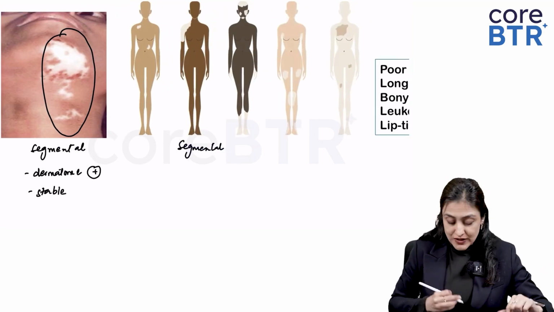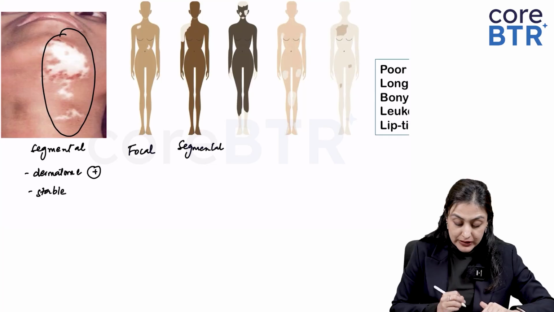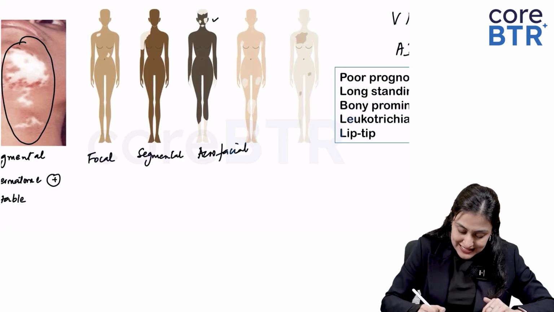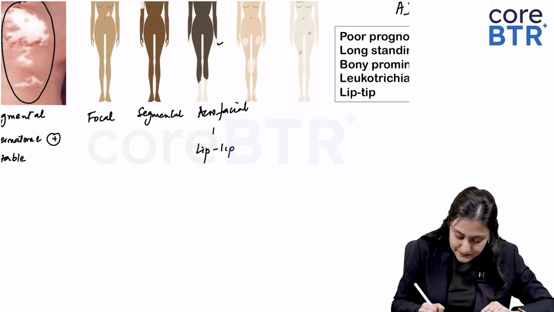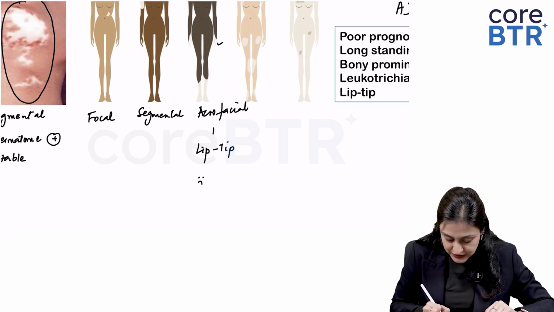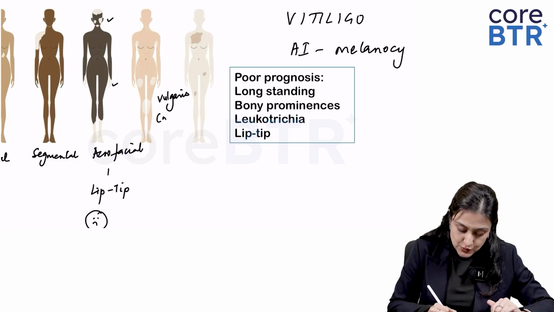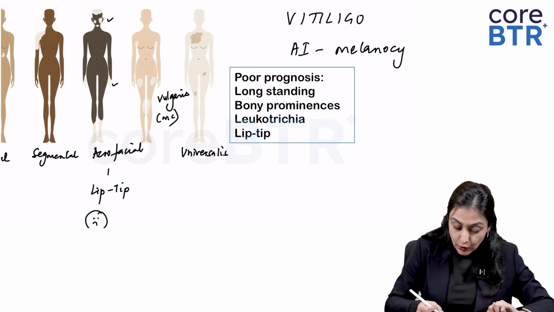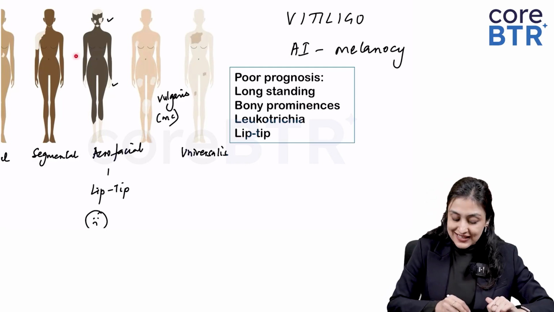What are the other non-segmental types? This is focal vitiligo, where there's just one patch, not dermatomal. Then you can see this is acrofacial, where face and extremities are involved. The most severe part of this is lip tip, where the lips and the tip of penis are involved. Both of these types have poor prognosis. Then you have vitiligo vulgaris. As the name suggests, bilaterally symmetrical. This is the most common type. And then you have vitiligo universalis, where almost the entire body is involved. The normal part actually stands out here. So these are the different forms.